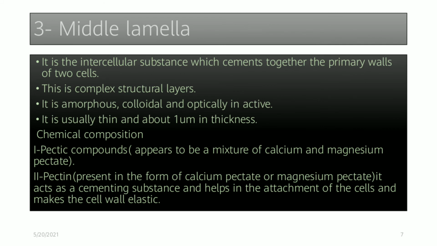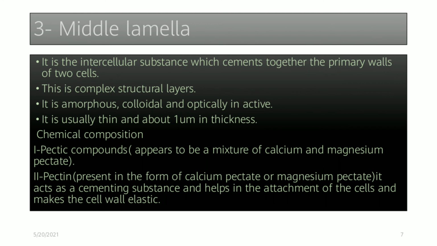The third structure, that is middle lamella. It is the intercellular substance which cements together the primary walls of two cells. You can say that, in case of animals, the cells are joined with the help of cadherins, and in case of plants, the cells are joined with the help of middle lamella. This is complex structural layers. It is amorphous, colloidal, and optically inactive. It is usually thin and about 1 micrometer in thickness.